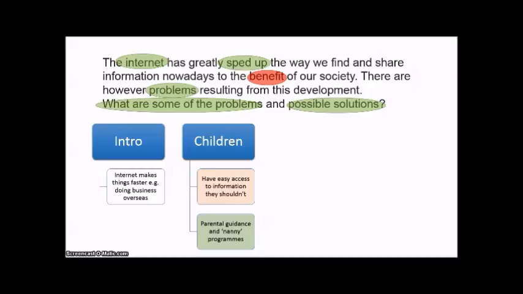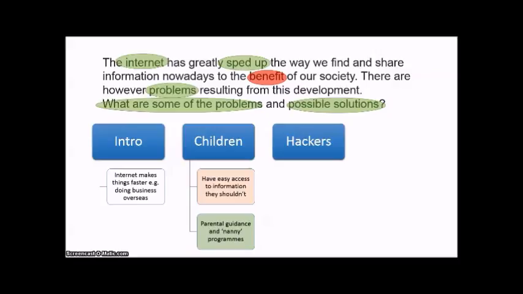We could think about children. With the amount of information on the internet, children now have access to the kind of information that they probably shouldn't have access to. If this is the problem, what's the solution? We could think about parents giving their children good advice and good guidance, and having some software or programs which will protect children from things on the internet that they should not see.